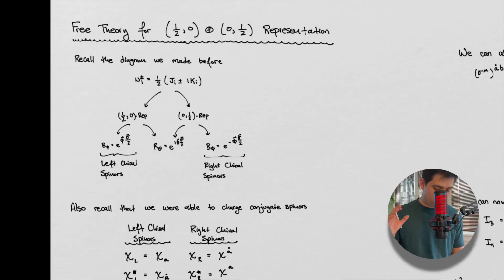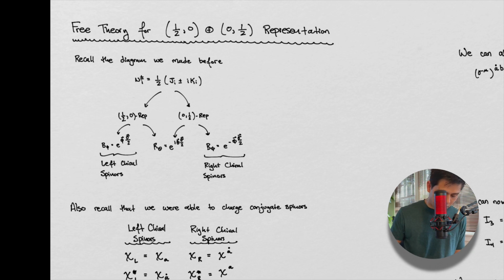Anyways, let's get into the topic. All right. We are building the free theory. Again, no interactions yet. We're building the free Lagrangian for the (1/2, 0) ⊕ (0, 1/2) representation. All right, so again, taken independently, these guys are left chiral spinors and right chiral spinors.